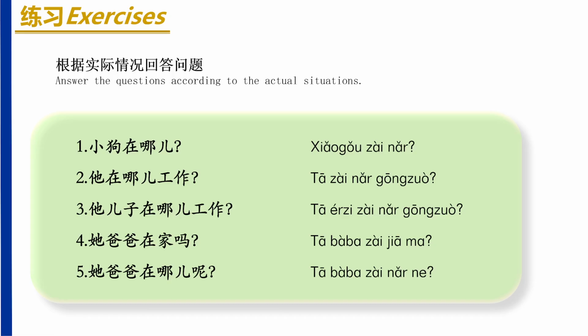Yeah, the number four and the number five, you need to imagine something. For example, you can say 玉山的爸爸在家吗？Lily 的爸爸在哪儿呢？Okay, let me see.